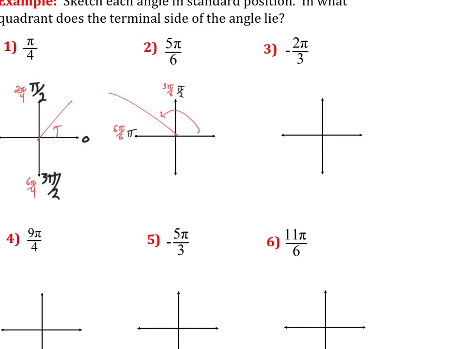Let's see, number 3. We've got negative 2 pi over 3. Woof. Negative 2 pi over 3. Well, if we're negative, we're going backwards. So I'm going to say that's negative pi halves, that's negative pi. I'm going to think of this one as just a straight up fraction. Negative 2/3, well, it's past 1/2, but not all the way to 1. So negative 2 pi over 3 would be there.